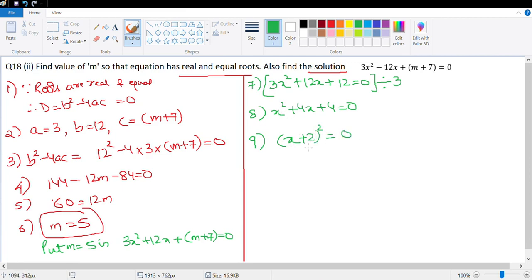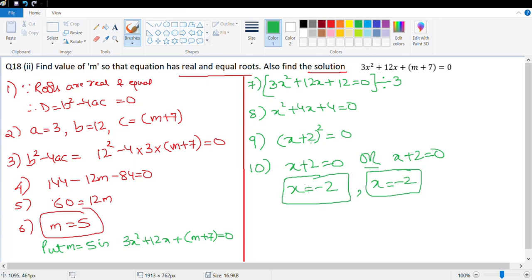Yes, that's x square plus 4x plus 4, which means x plus 2 is equal to 0, or x plus 2 is equal to 0, which is basically the same thing, which means x is equal to negative 2 or x is equal to negative 2. So both the solutions are equal, which means x is equal to negative 2, which is what we were expecting in any case because it said it has real and equal roots.